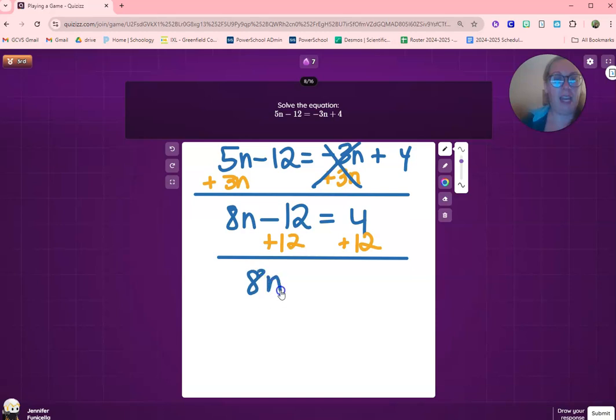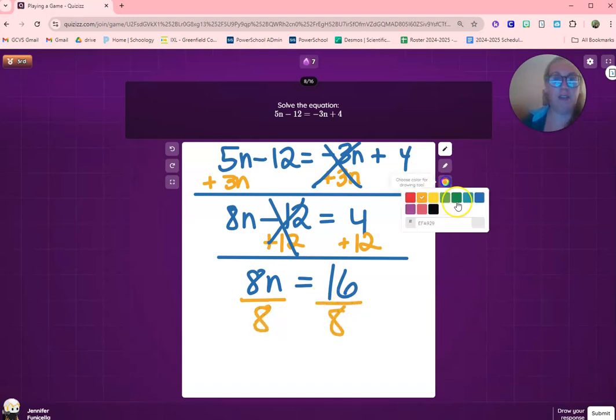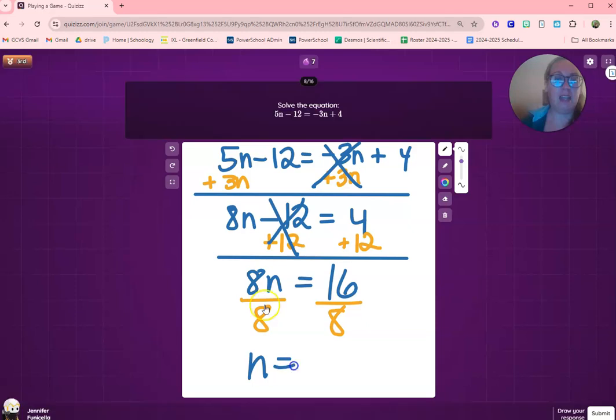Then we have an 8n. Negative 12 plus 12, boom, cancel right out, equals 4 plus 12 gets us 16. Then we will divide both sides by 8 to get our final answer of n equals 16 divided by 8 gets us 2. So we plug in a 2 on our whiteboard and hit submit when you're ready.